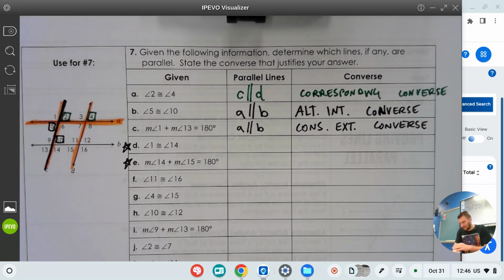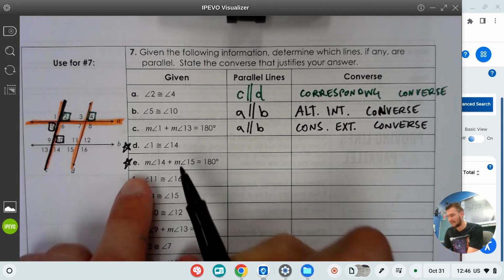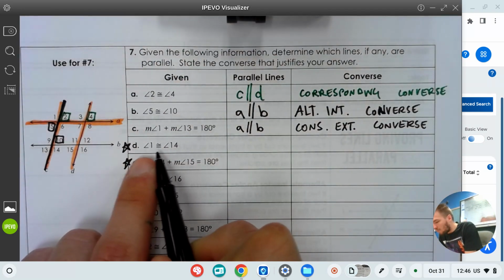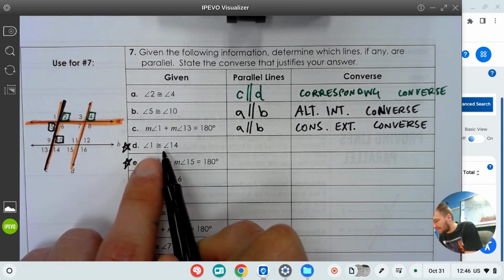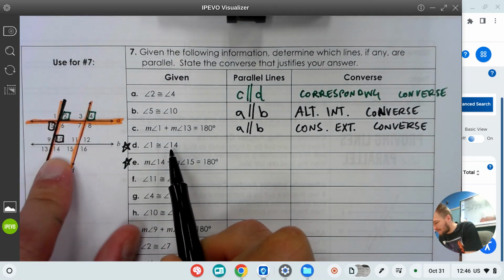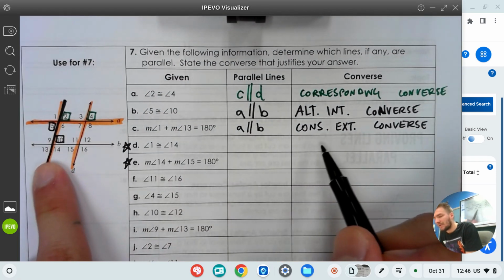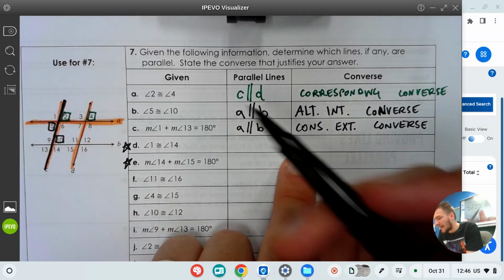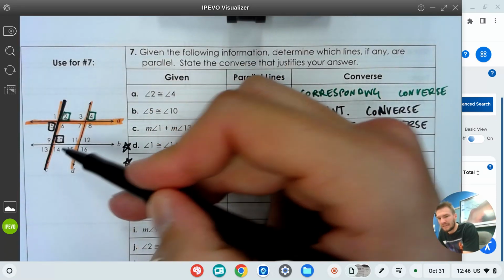All right, that's pretty much our minute. I don't want to stall too long. We're working with D. We're talking about 1 being congruent to 14, 1 and 14. Let's start with how these relate to each other. How does 1 relate to 14?